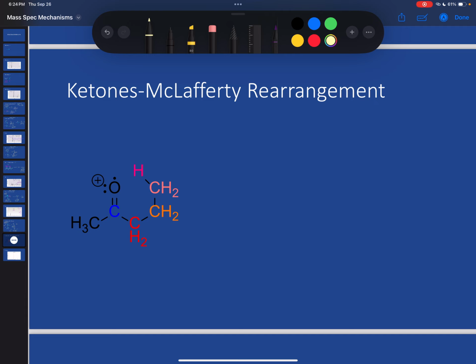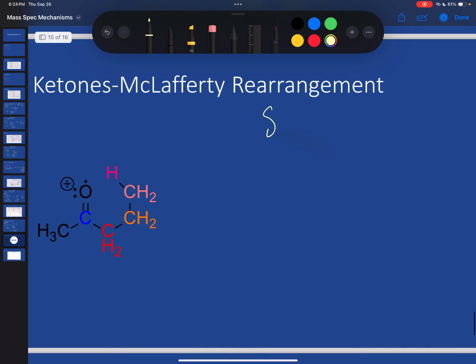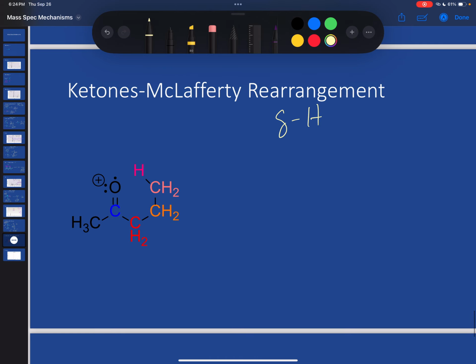All right, just like with our alcohols, McLafferty rearrangement does have a requirement. With our loss of water with alcohols, we needed a gamma hydrogen. We still need a gamma hydrogen with our McLafferty. And just as a reminder with ketones, the alpha position is not going to be the carbon on the oxygen. With ketones, the alpha position is the carbon next to the double bond. And this double bond specifically is called a carbonyl.